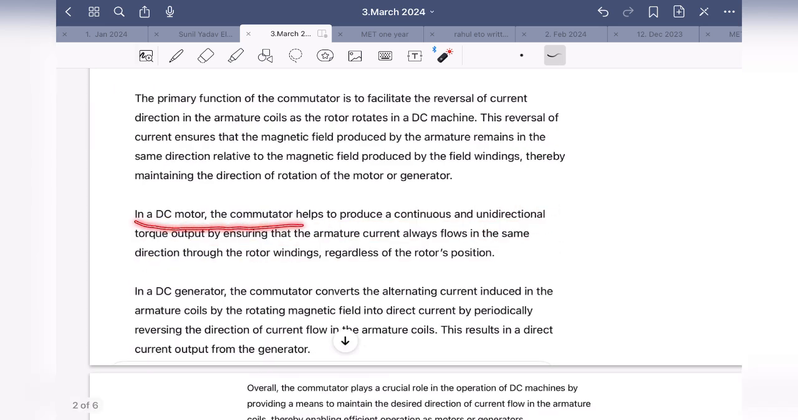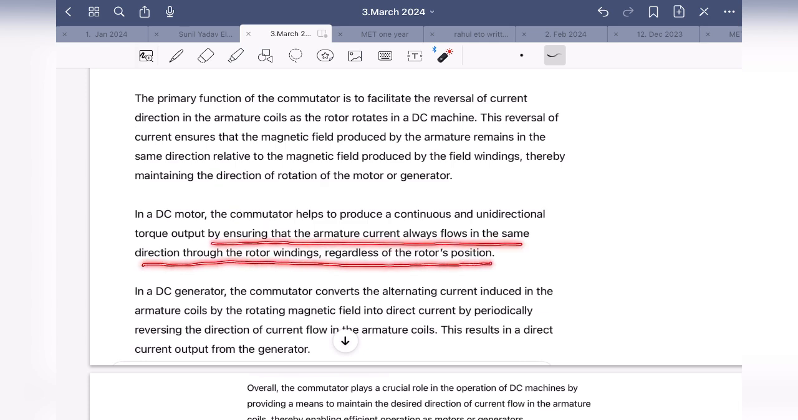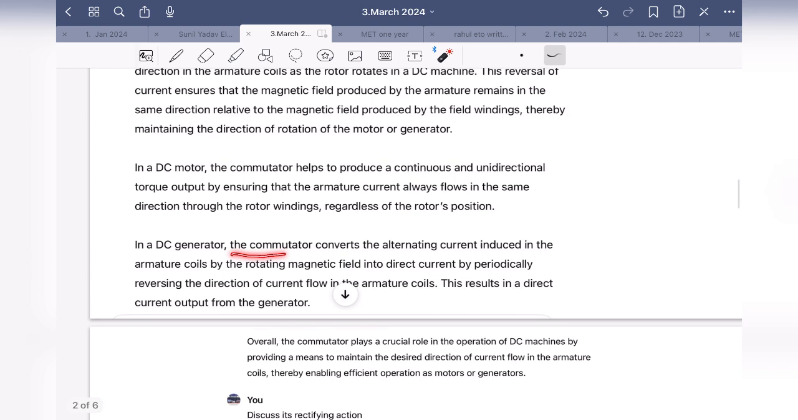In a DC motor, commutator helps to produce continuous and unidirectional torque output by ensuring that the armature current always flows in the same direction through the rotor windings regardless of the rotor position. In a DC generator, commutator converts the alternating current induced in armature coils by the rotating magnetic field into direct current by periodically reversing the direction of current flow in the armature coils. This results in a direct current output from the generator.